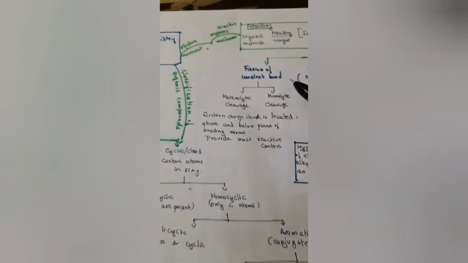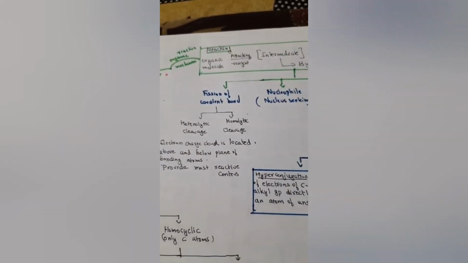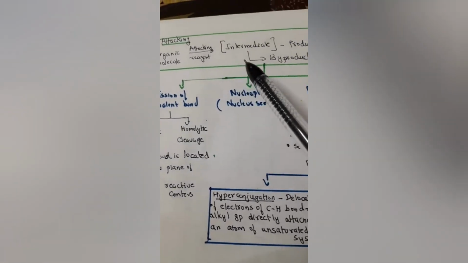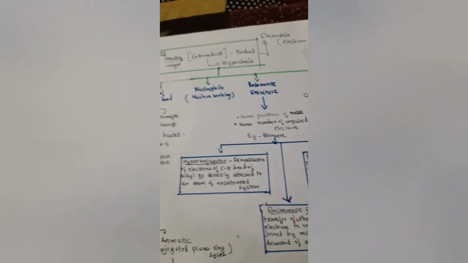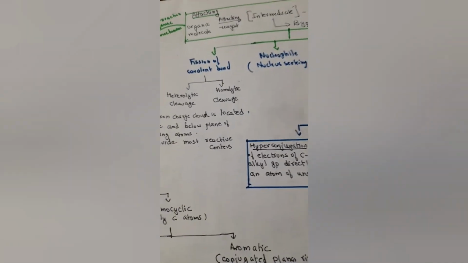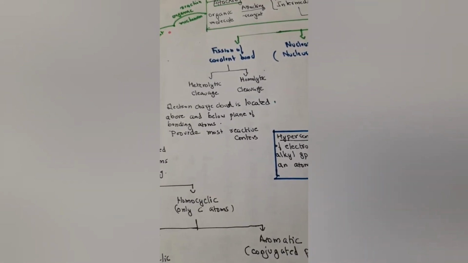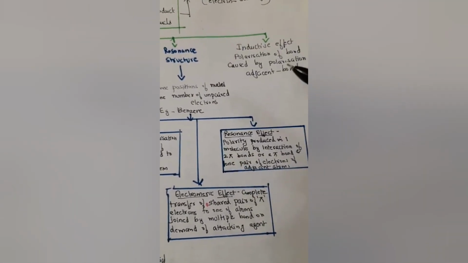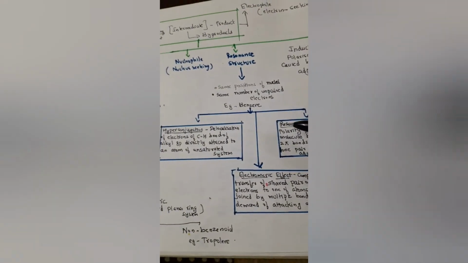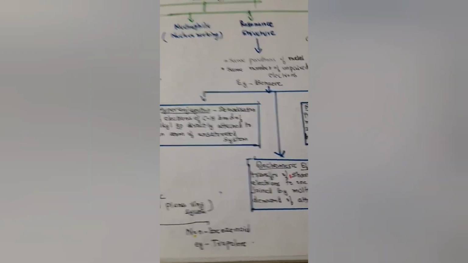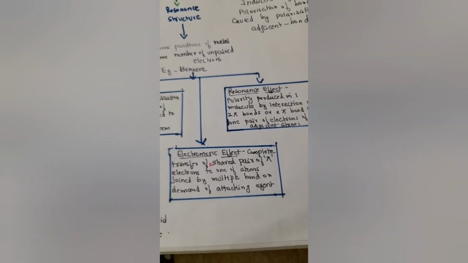then electron movement, reactions of organic mechanism, this part. Then we learnt about fission of covalent bond, the nucleophile, resonance structure, inductive effect, hyperconjugation, resonance effect, electromeric effect.